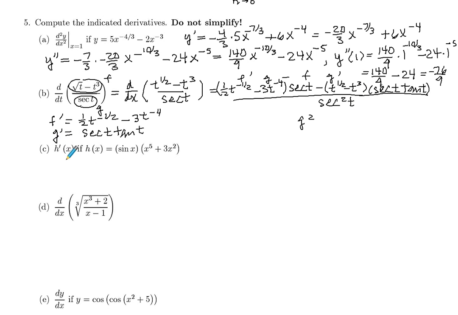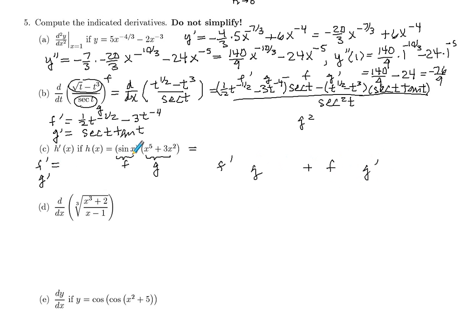Here we want to find h prime of x if h of x is sine x times x to the 5th plus 3x squared. So I see a product of two different functions here, so I look at this and I see an f and a g. And let's go ahead and figure our f prime and our g prime off to the side. Remember, product rule here, we're going to do f prime times g plus f times g prime.